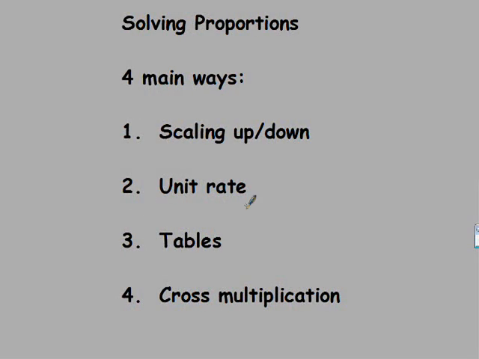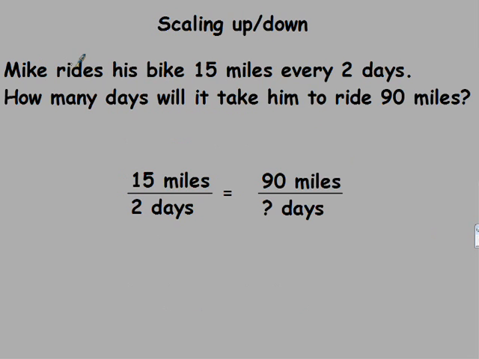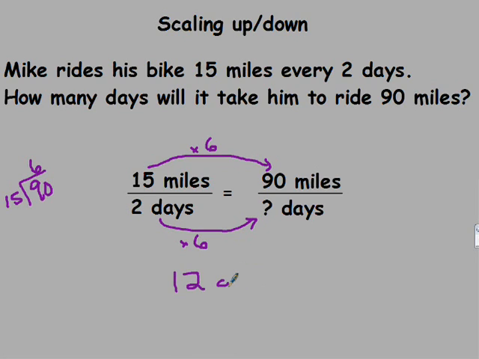Solving proportions, we're going to learn four main ways to solve these: scaling up and down, unit rate, tables, and cross multiplication. We already kind of went over scaling up and down, so here's another example. Mike rides his bike 15 miles every 2 days. How many days will it take him to ride 90 miles? So we got to figure out what times 15 gives us 90. So I might do off to the side, 90 divided by 15, and it's 6. 15 times 6 is 90, so I scale up to find that 2 times 6 is 12, so it would take him 12 days to do the 90 miles.